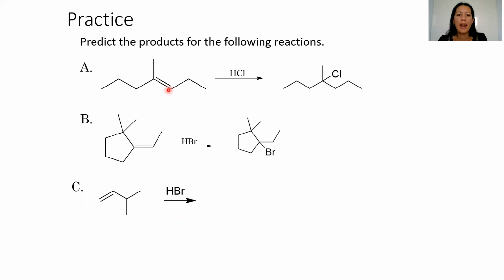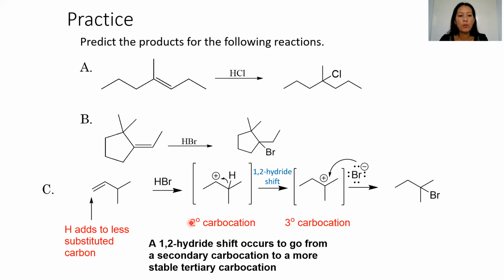Okay, so for A, you would add the H to the least substituted side. The chlorine is going to go here, as you see in this product. For this compound in B, again, you add the H to the least substituted in a Markovnikov fashion. So the bromine goes here, which is through a tertiary carbocation. So normal Markovnikov addition, no funny business. This one, make sure you pause and try the mechanism on your own, because that's something you would have to do. And I'll show you now.